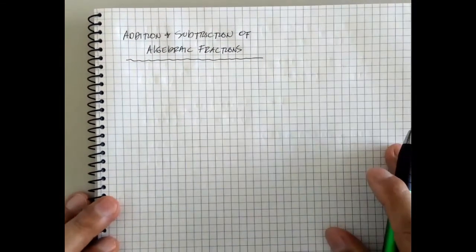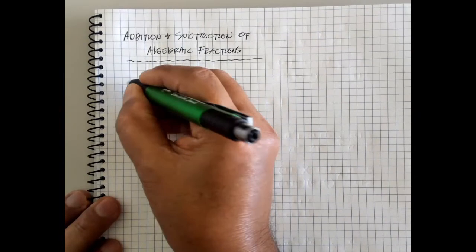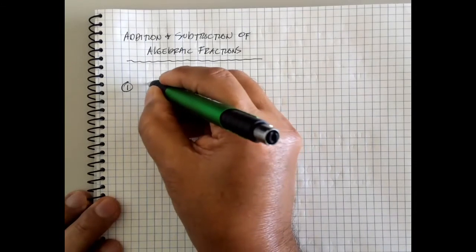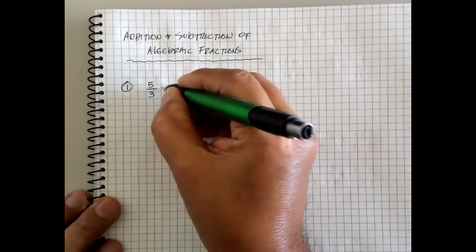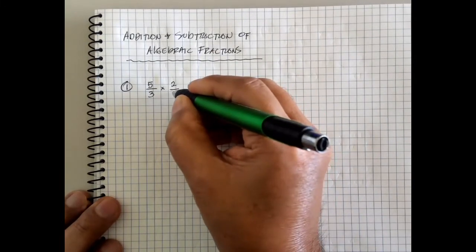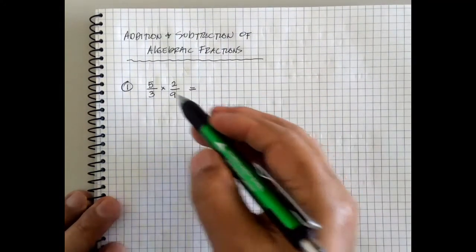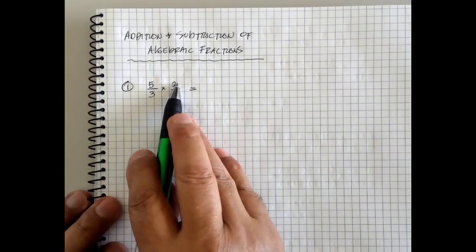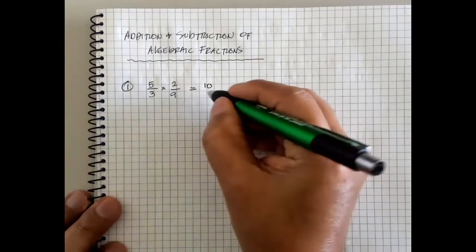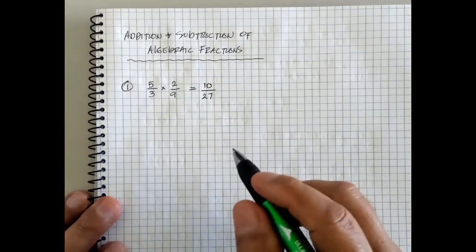Okay, let's see what we do with fractions. When we deal with fractions, we can multiply them. So we can do things like this: 5 over 3 multiplied by, let's say, 2 over 9, for example. When we multiply fractions, we just multiply right across. So we do 5 times 2, which is 10, and then 3 times 9, which is 27. So multiplying fractions is easy.